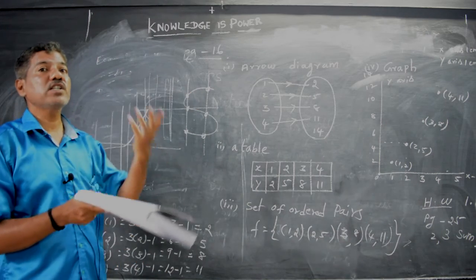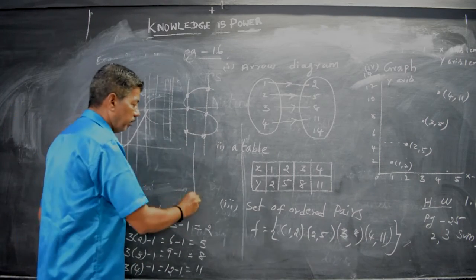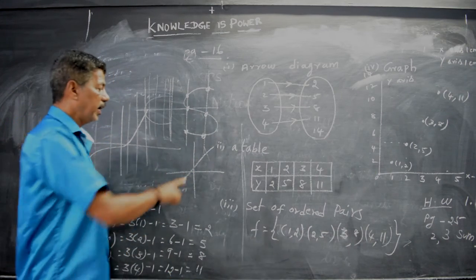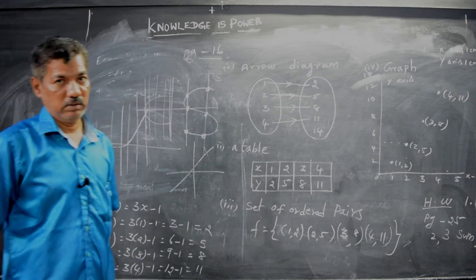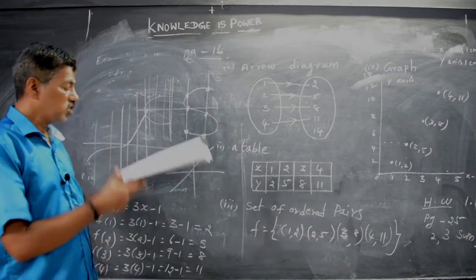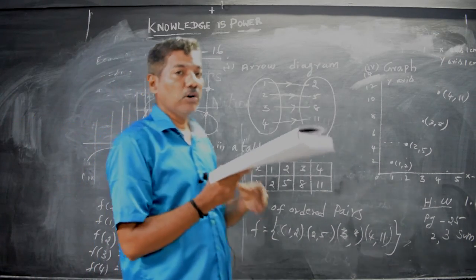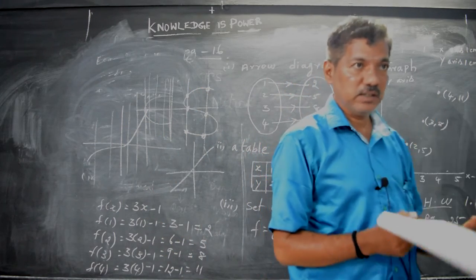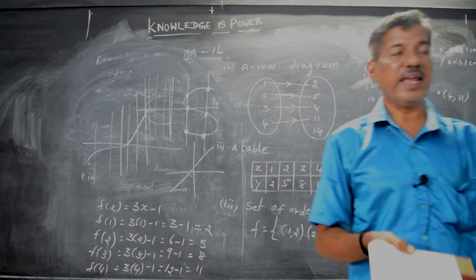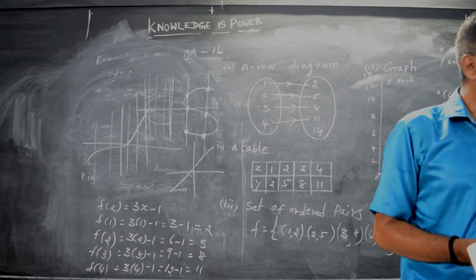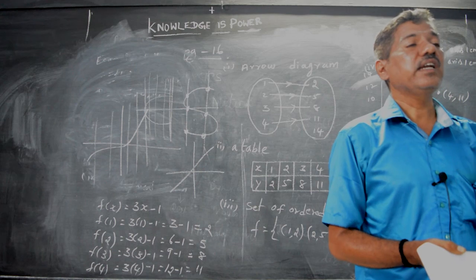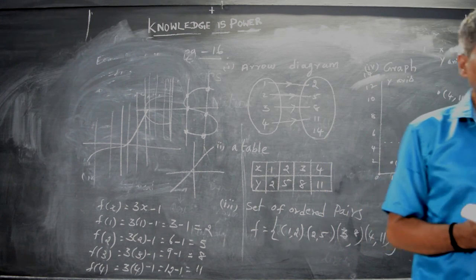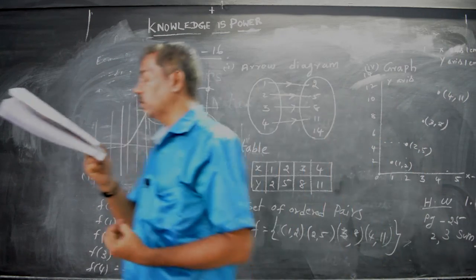The last one is a function, because wherever you put the line, it touches only one place. Therefore, it is a function. So, the first one is not a function because it touches more than one place. Second one, it is a function, it touches only one place. Third one, it is not a function; when you put a line, it touches more than one place, that is 3 places. That's why it is called not a function. And the fourth one is a function.